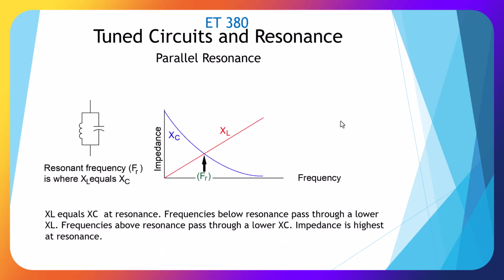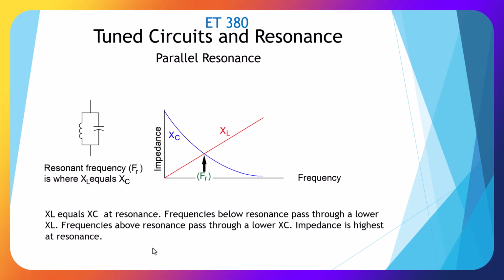Okay, let's take a look at parallel resonance. Here's our parallel circuit of an inductor and capacitor. If we look at our plot of impedance versus frequency, we have our inductive reactance, X of L, and our capacitive reactance, X of C. Where they are equal is our resonant frequency, F of R. So X of L equals X of C at resonance.